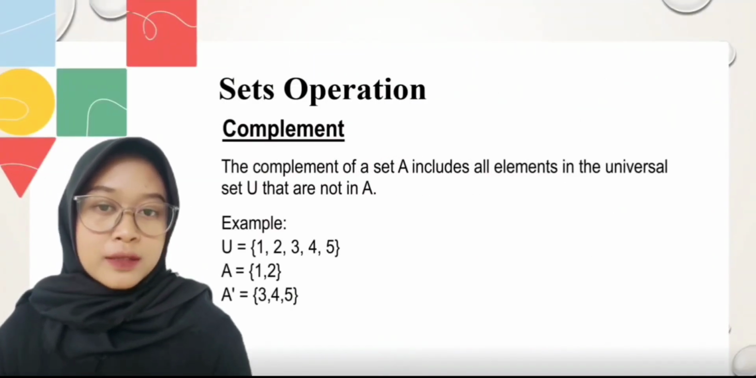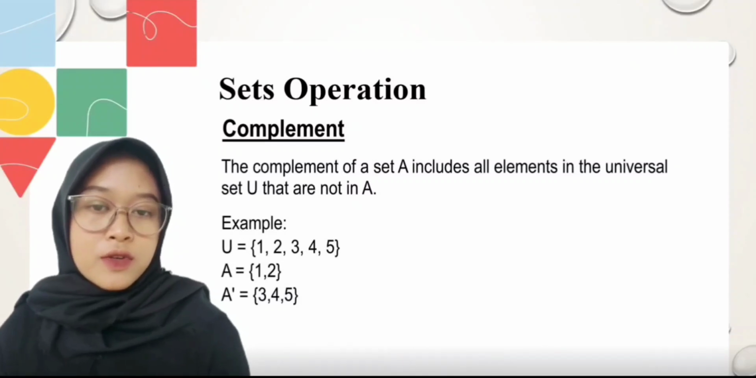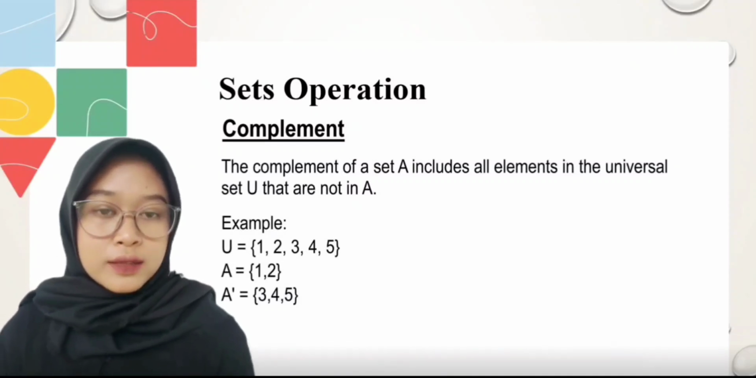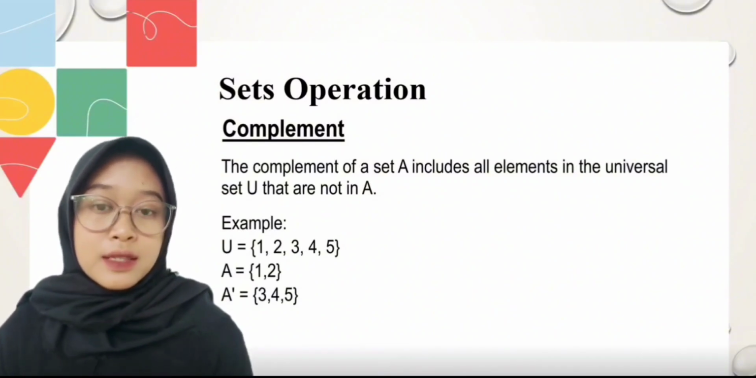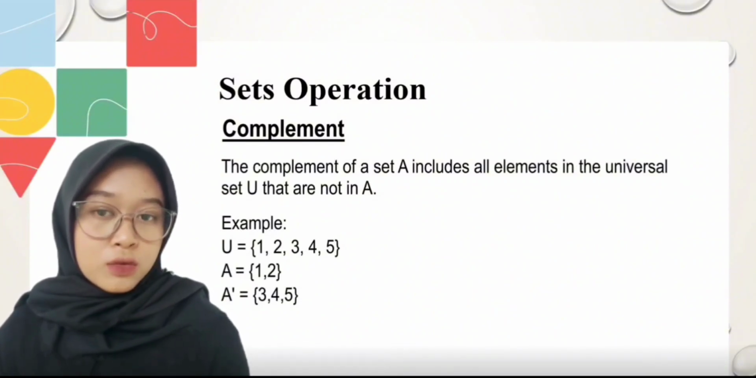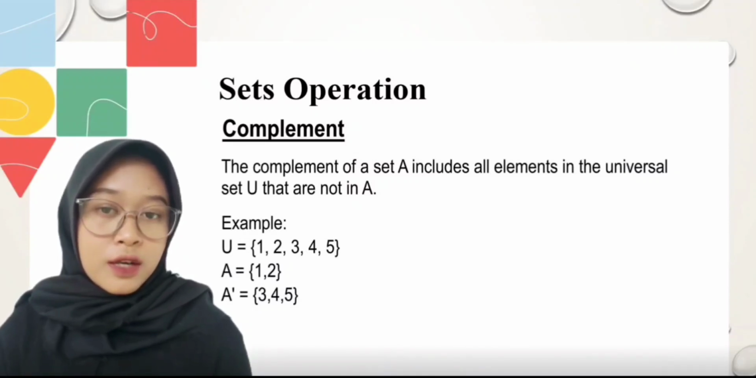The last is complement. The complement of a set A includes all elements in the universal set U that are not in A. For example, universal set U equals {1, 2, 3, 4, 5}. Set A equals {1, 2}. So the complement is {3, 4, 5}.